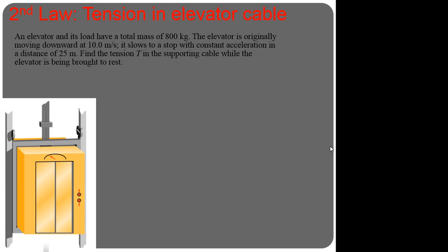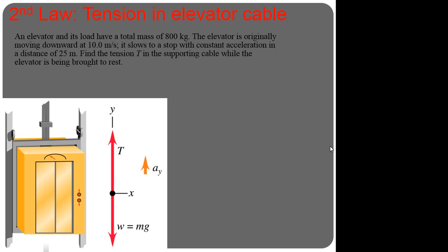Elevator and its load have a total mass of 800 kg. The elevator is originally moving downwards at 10 meters per second. It slows to a stop. So it's moving down and it slows to a stop. What's the direction of acceleration? Up. Very good. And the distance moved is 25 meters. Find the tension in the supporting cable while the elevator is brought to a rest. This is the picture that you have.